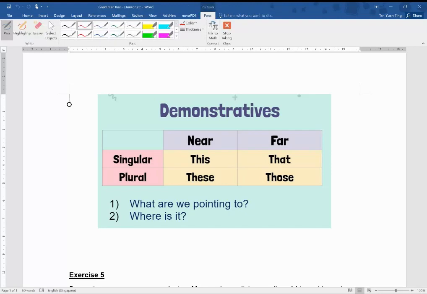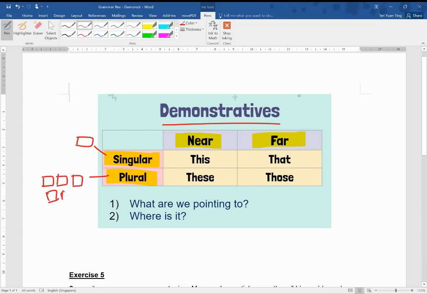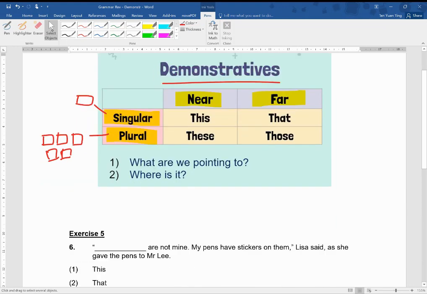The lesson where we look at demonstratives. Demonstratives are used when we want to point to specific things. So the 2 questions we ask ourselves are, what are we pointing to and where is it? Is it near us or is it far from us? And when we answer what are we pointing to, we need to make sure that we know if it is singular or if it is plural. Singular means there's only one object. Plural means more than one object. So it can be 3, 4, 5, a million, a gazillion if you'd like.